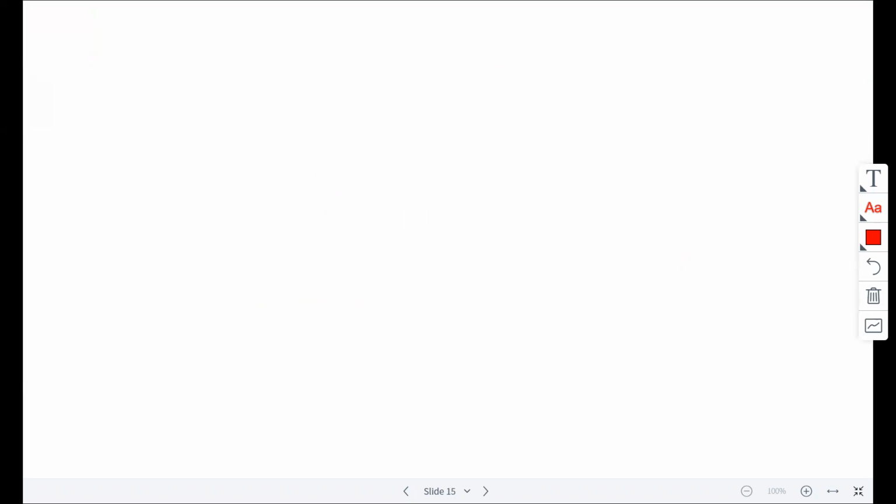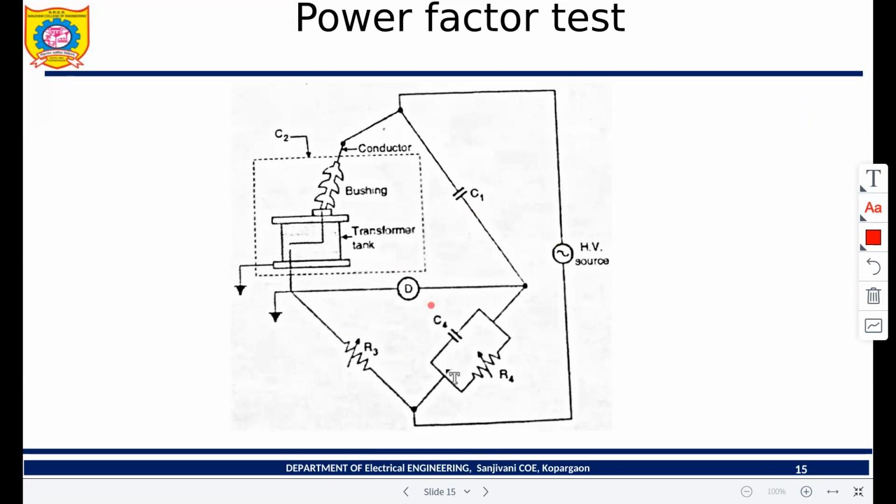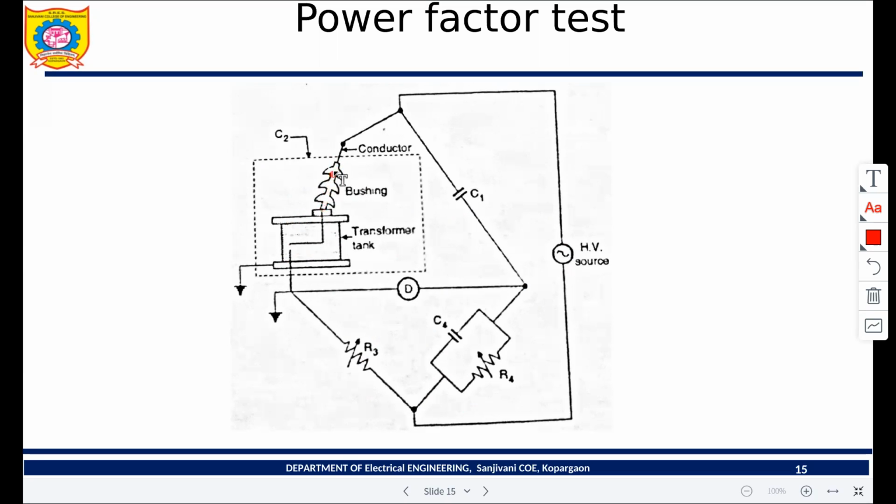First one is the power factor test. Here we have a Schering bridge. The two arms which are connected over here, one arm is going to be connected to the bushing. See here, only one bushing is visible. The second bushing we are not considering over here. This is the transformer tank on which this bushing is connected. One terminal of the bushing is connected to this high voltage source. The second terminal of the bushing is connected to the second arm of the Schering bridge.